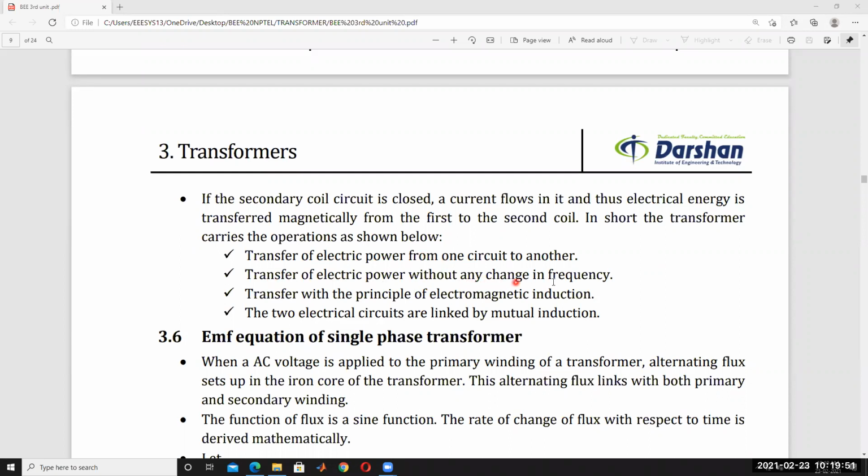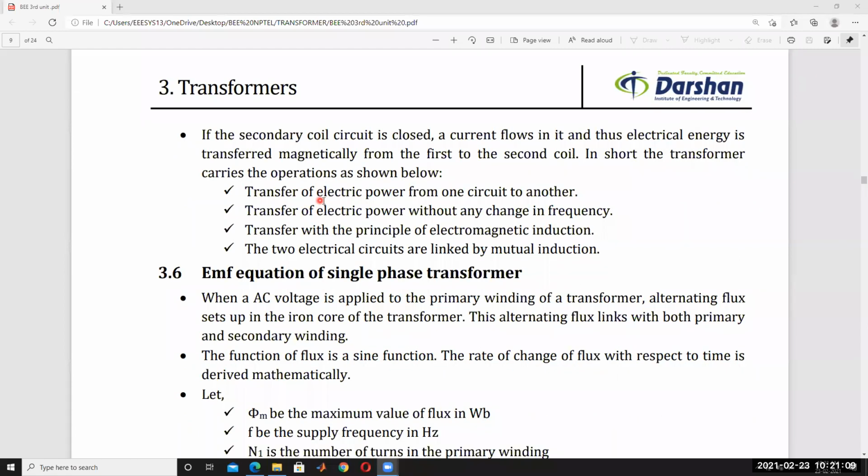The second point is transfer of electric power without any change in frequency. This is one of the important concepts. Frequency is constant in a transformer. That's why the transformer is called a constant frequency device. It's clear.